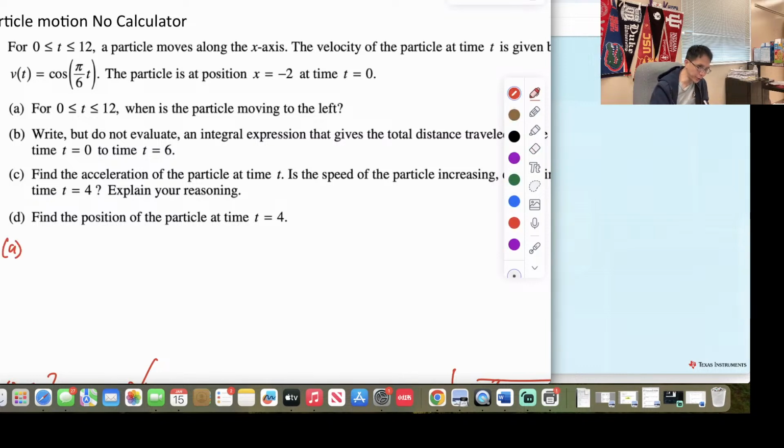Okay, so particle moving left. That's this one. If I have the time to go over, this one is basically less than 0. So I'm gonna figure out what cosine of pi over 6 of t is equal to 0 first.